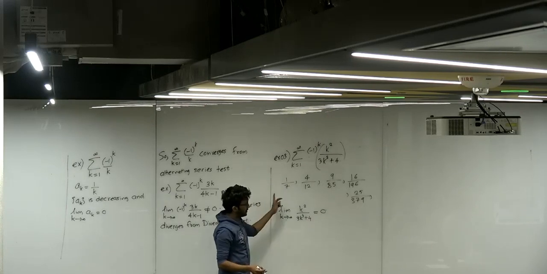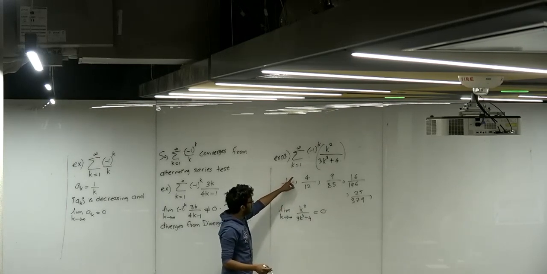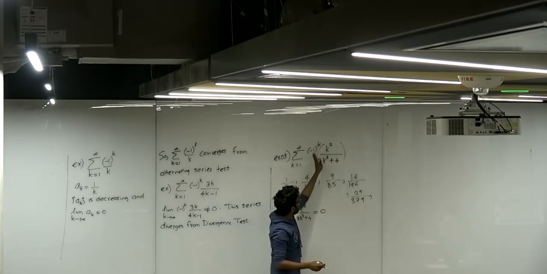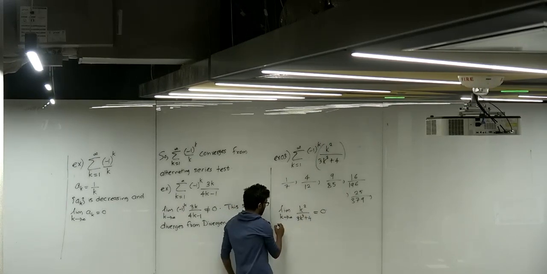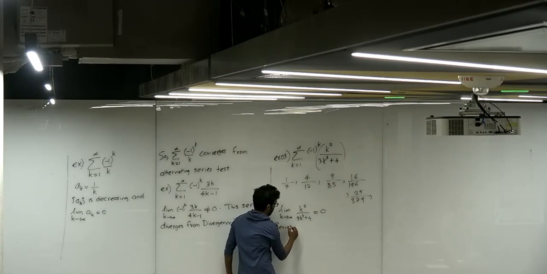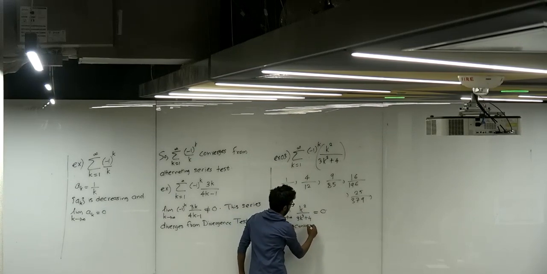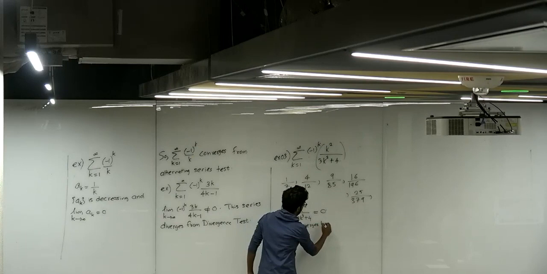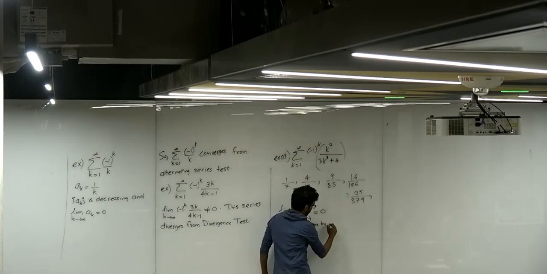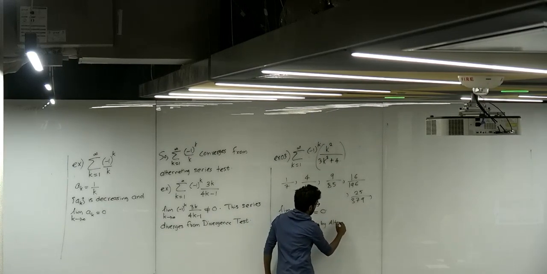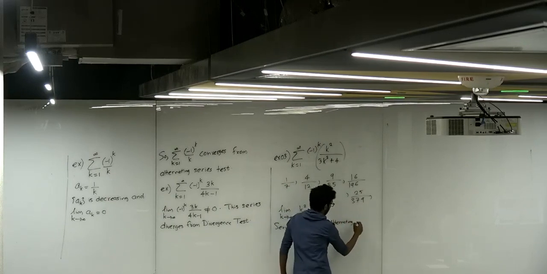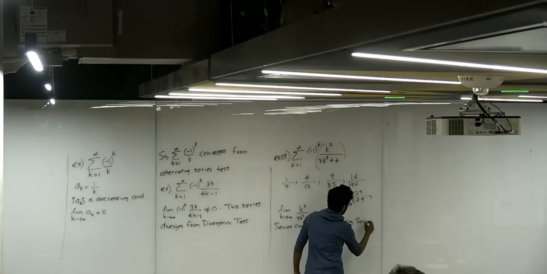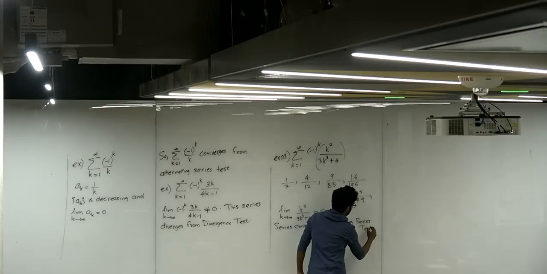Okay, so what can you see? This is a decreasing sequence, and if you consider a_k, it is decreasing and its limit is 0, so the series converges by the alternating series test.